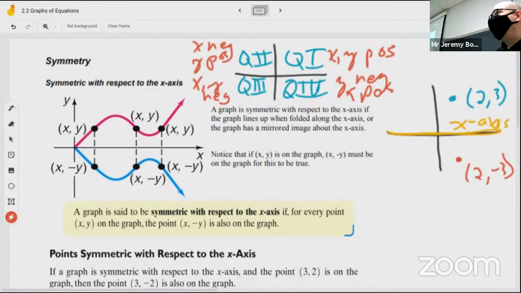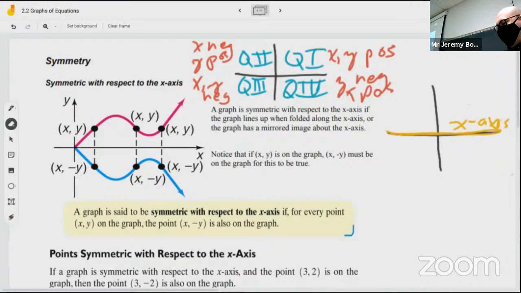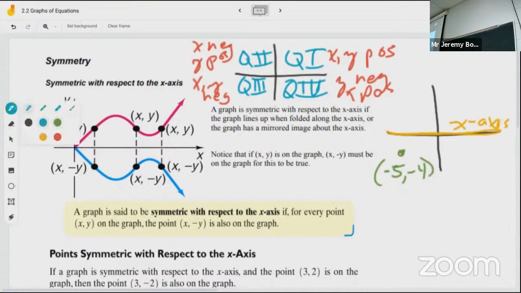Any questions on that? We'll do one more like that. What if you start with the point -5, -4? What point would also need to be there for it to be symmetric with respect to the x-axis? -5, 4. Yep. Oh, I wrote the point where I need to draw it.